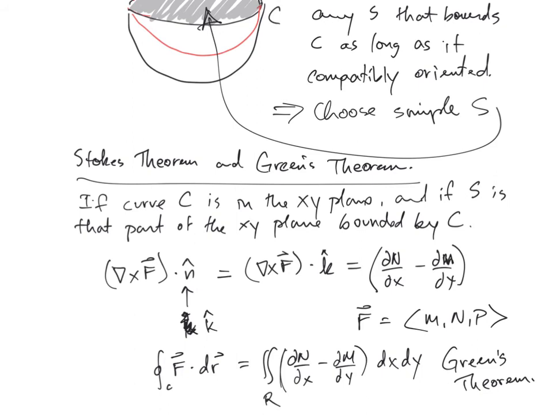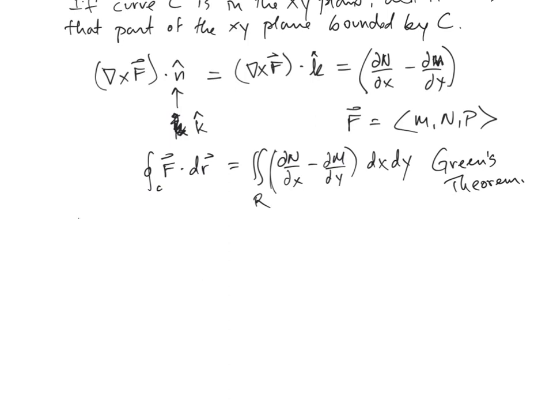Okay, let's look at some examples. Any questions so far? Okay, we've got F, which is given to us to be y i hat minus x j hat. So there's no z component to this vector field F.